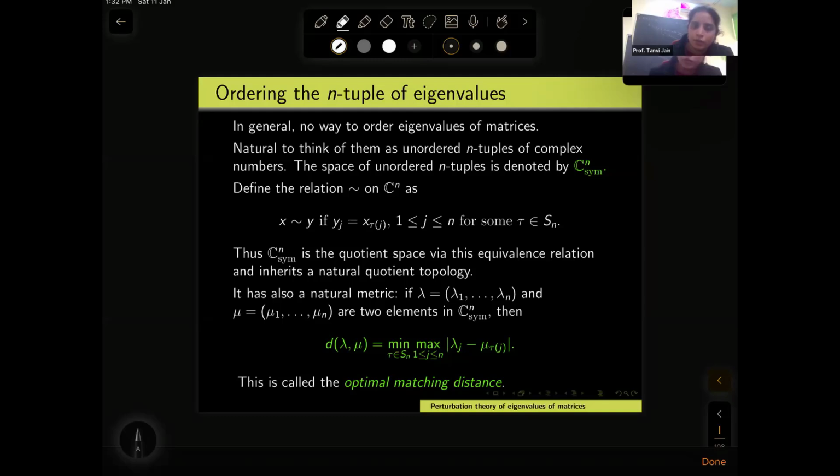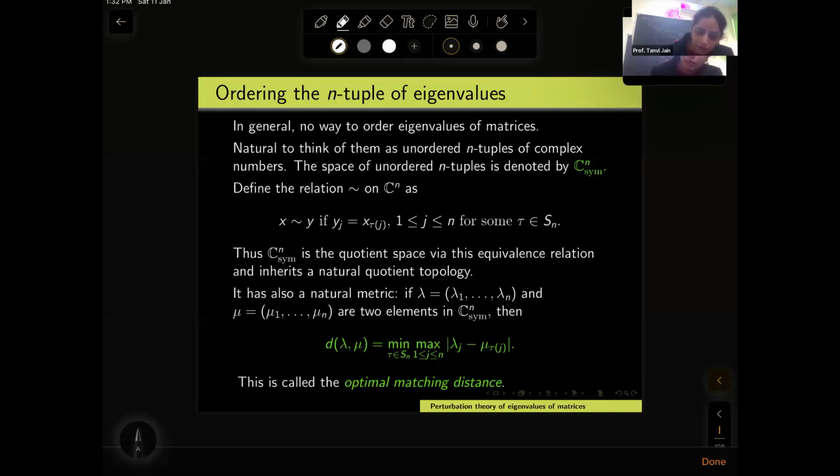So there we denote the set of all unordered n-tuples by C^n_sim. Unordered n-tuples, we can also say, are multi-sets of n complex numbers. And what is that basically? As I said, this is nothing but the set of equivalence classes.